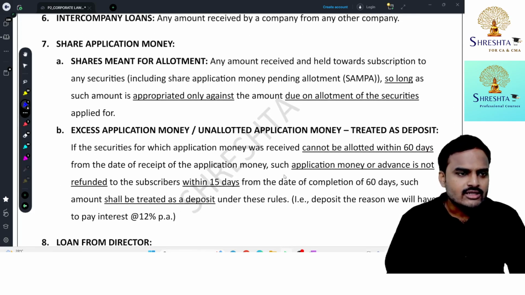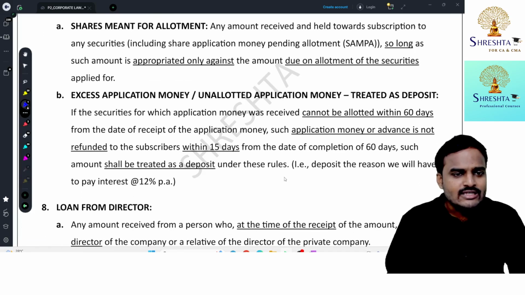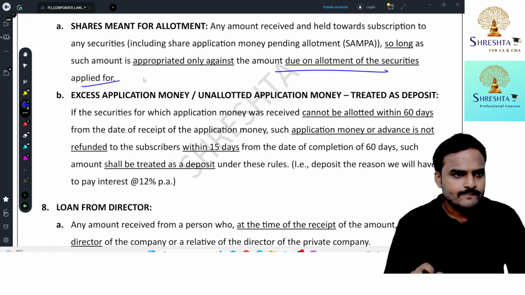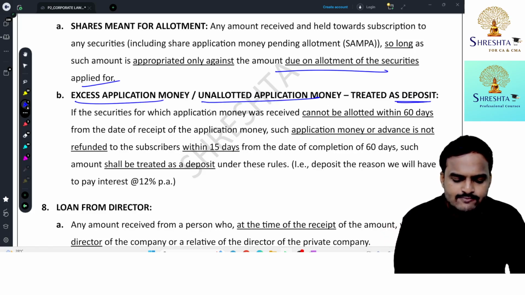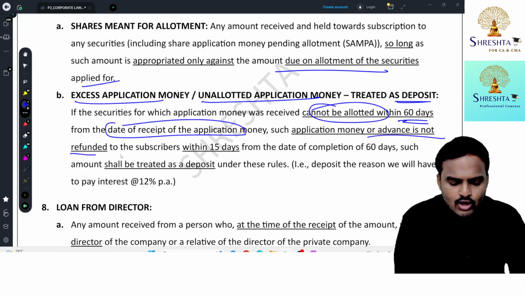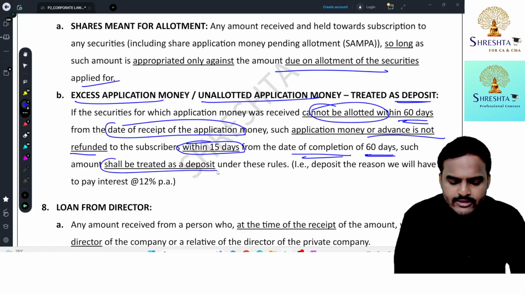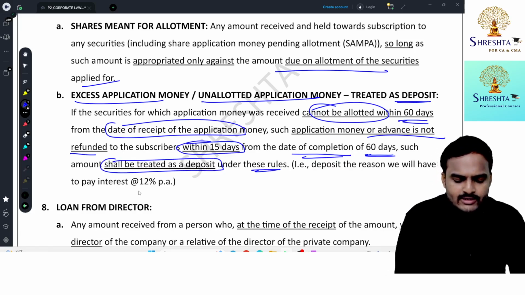Share application money, for shares meant for allotment, security application money, I told you, right? So if allotted within 60 days, not a deposit. So excess application money or unallotted application money is treated as deposit if the securities for which application money was received cannot be allotted within 60 days from the date of receipt of application money, and such application money is not refunded to the subscribers within 15 days from the date of completion of 60 days. Such amount shall be treated as deposit under these rules. And we have to pay interest at the rate of 12% per annum. Same point is there in section 42.